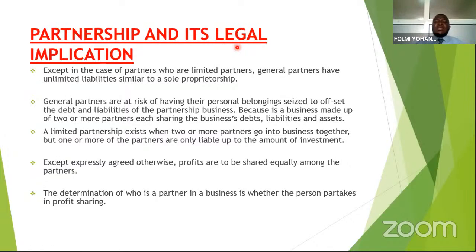So in that case, when Mr. Johnson decides to borrow on behalf of the business and they are unable to pay, the bank cannot come after the personal belongings of Mr. John. Because Mr. John, by the agreement of the partnership, is a limited partner, and being a limited partner means that his liabilities are only limited to his investment. That is, what he invests is what he will be responsible for. So these are the differences between a limited partner and a general partner.